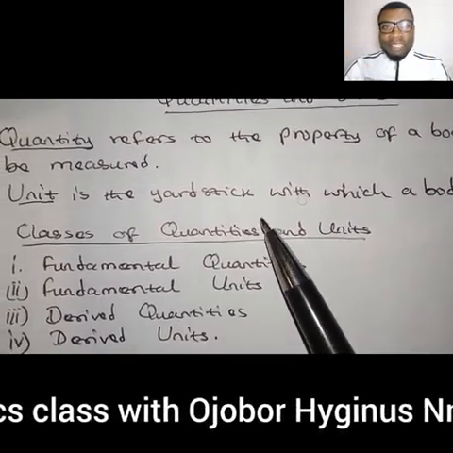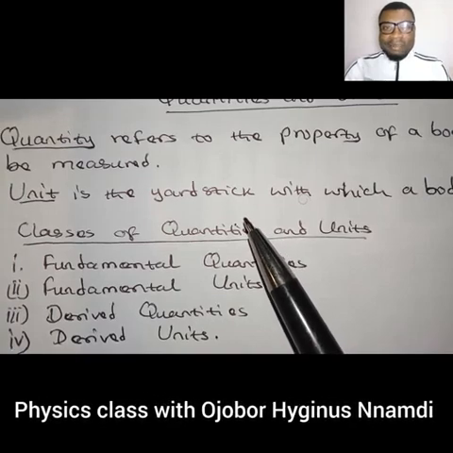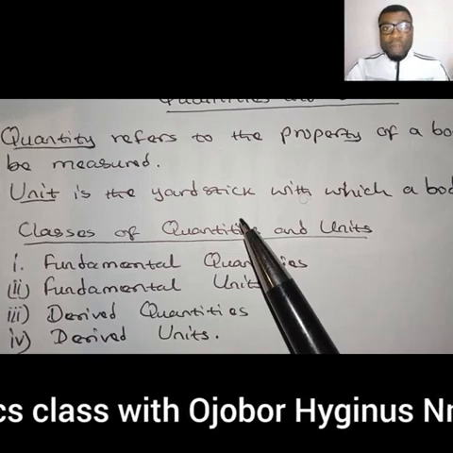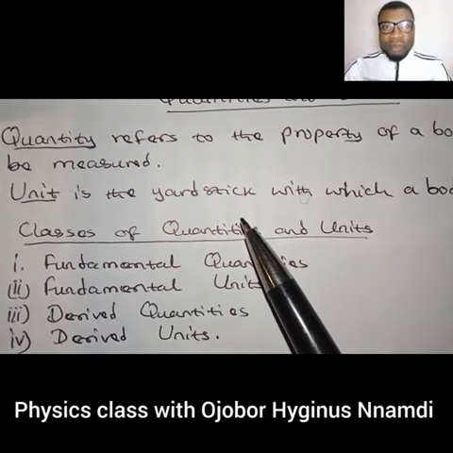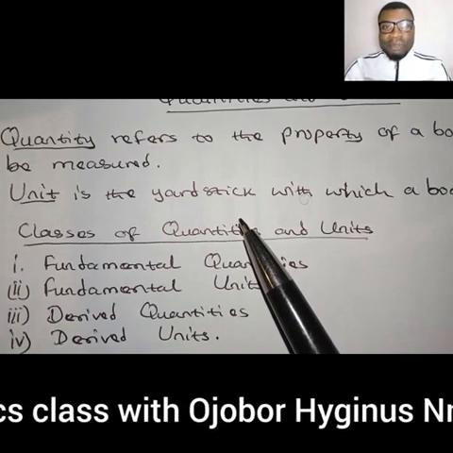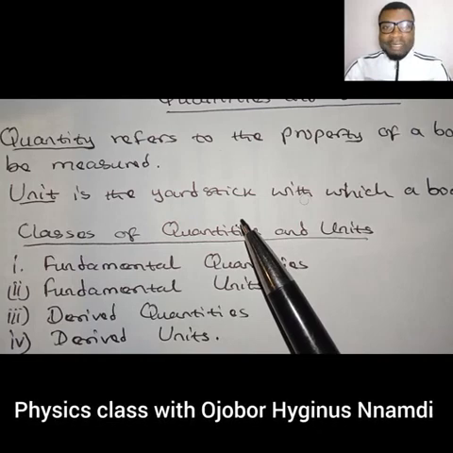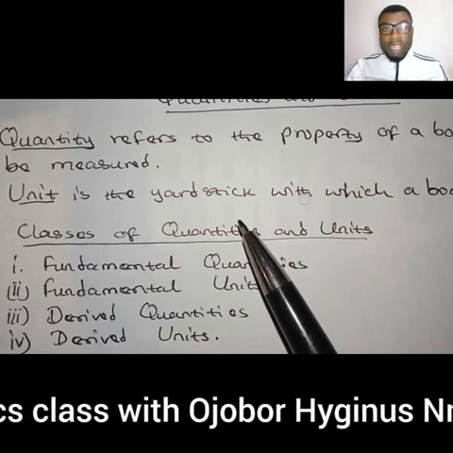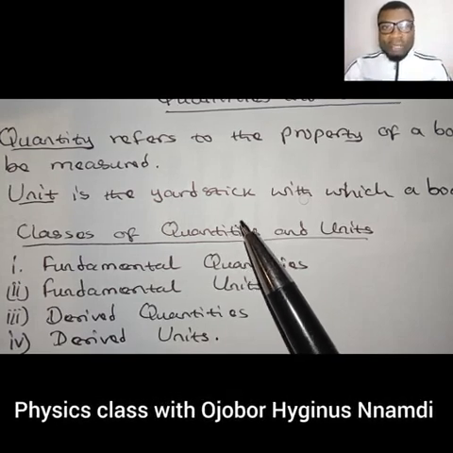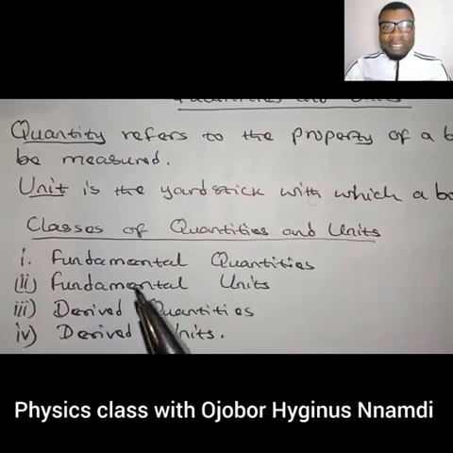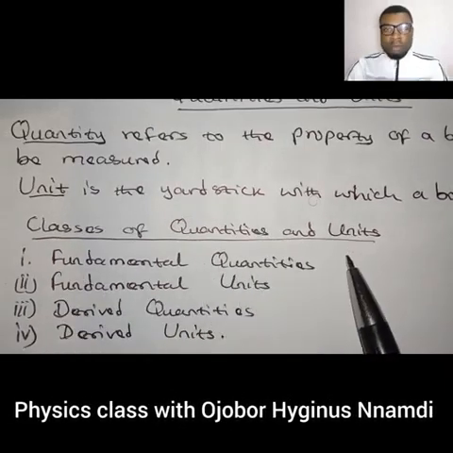Units are those things we use to differentiate one quantity from another. For example, time is a quantity measured in seconds. So time is a quantity while the unit of time is second. It could be minutes, it could be hours, and so on and so forth. So you have classes of quantities and units.